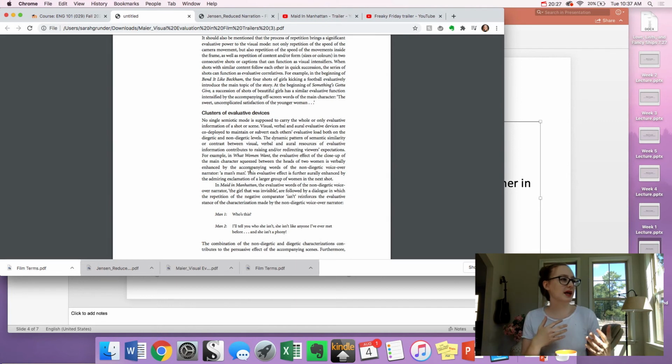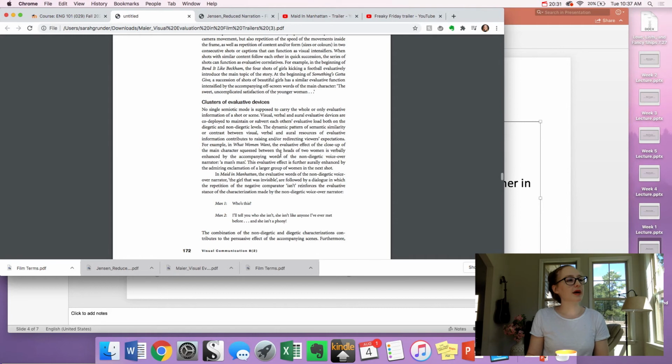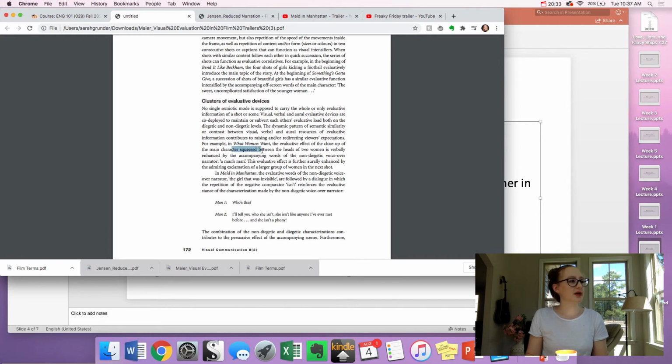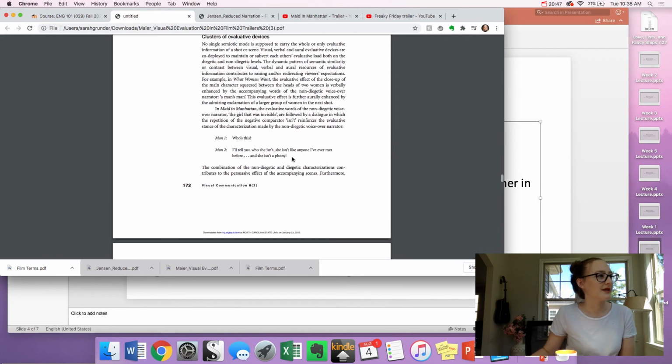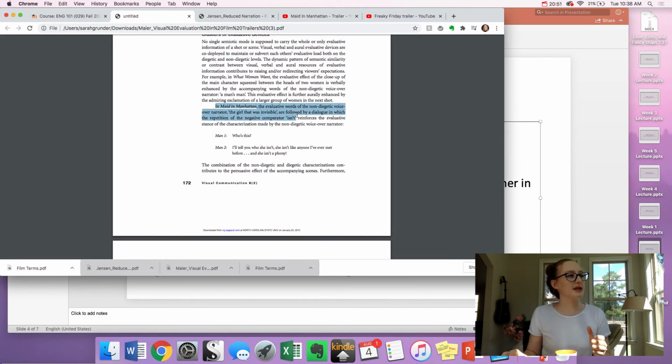Clusters of evaluative devices. That's when things are working together. So in What Women Want, the evaluative device of the close-up on the main character squeezed between the heads of two women is verbally enhanced by the accompanying words of the non-diegetic voiceover narrator, a man's man. So we're seeing that he is very popular with the ladies. Sometimes it is enhancing this.